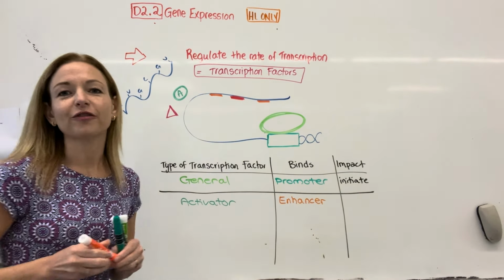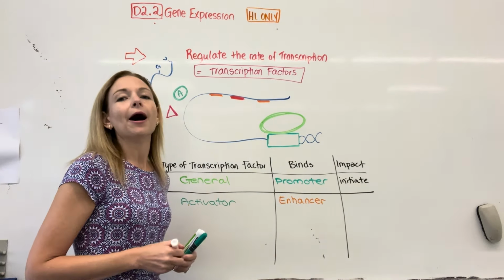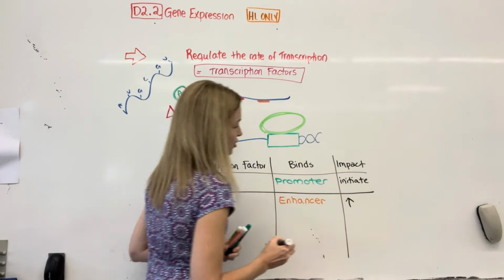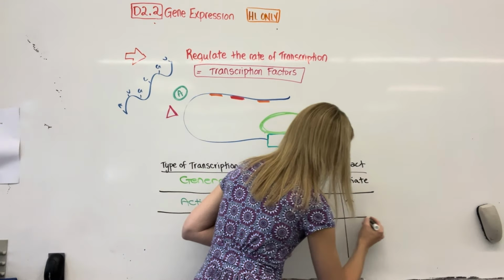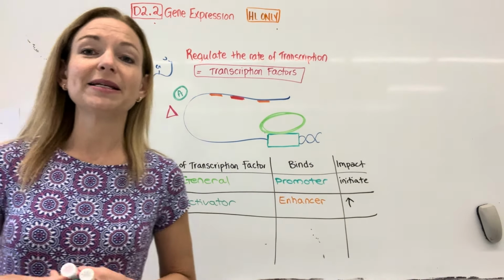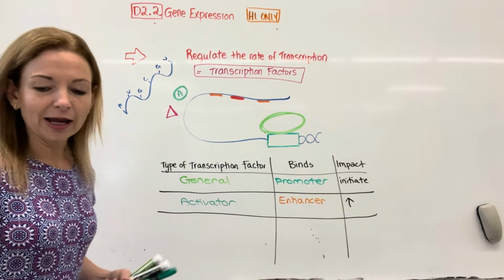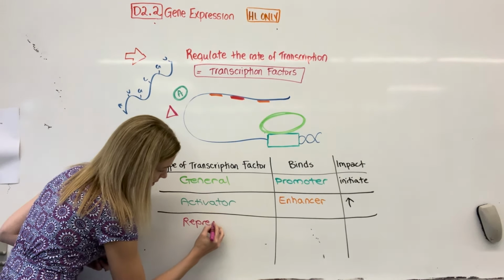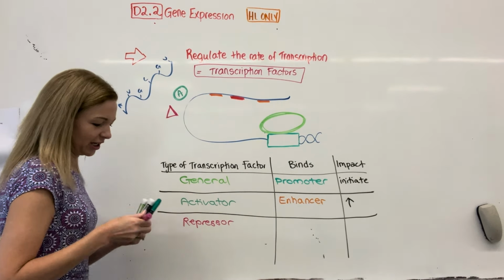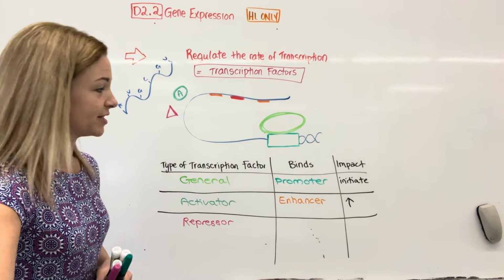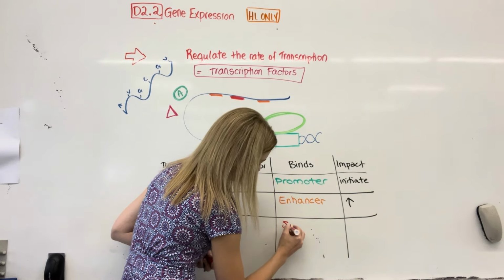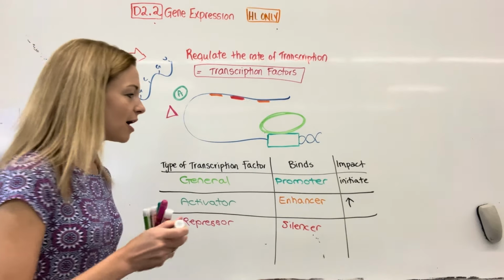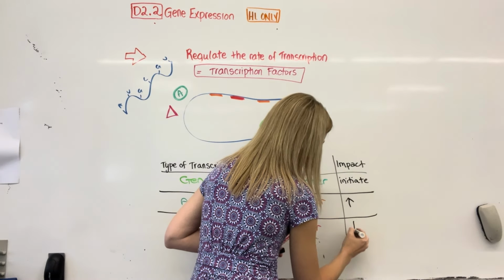Sorry, I did this by color. If you don't have this many colors, you might want to label it because I'm marking it that way. These are going to speed up transcription, allowing it to go faster or more copies to be made. And then we have our actual repressors. My repressor is going to bind at a silencer spot, and if a repressor binds at a silencer spot, it is going to slow down or stop transcription.